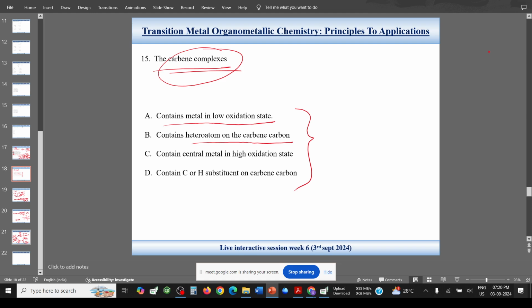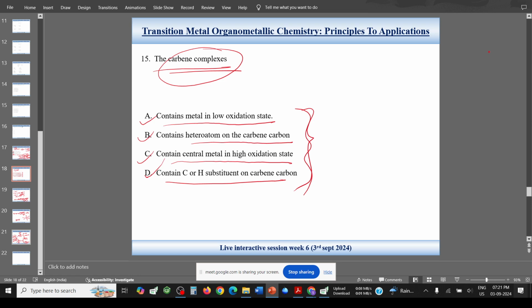There is Fischer carbene, which is heteroatom stabilized. Then Schrock type carbene contains a metal center in high oxidation state. Again, Schrock type carbene contains a C or H substituent on the carbon. Again, Schrock type of carbene. So here all options are correct: A, B, C, D. This is a general statement for carbene complexes.